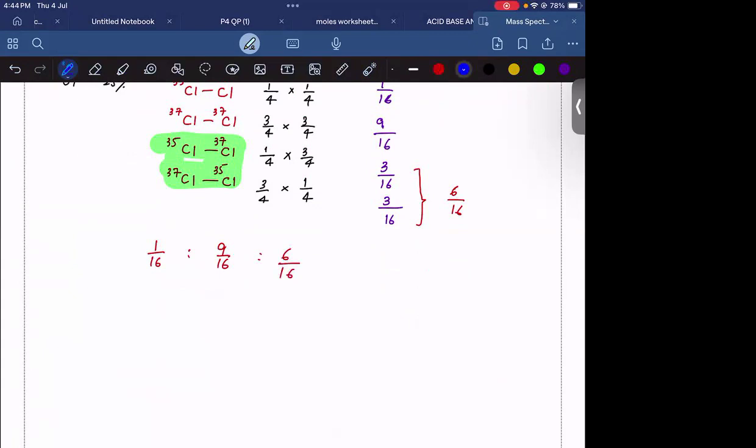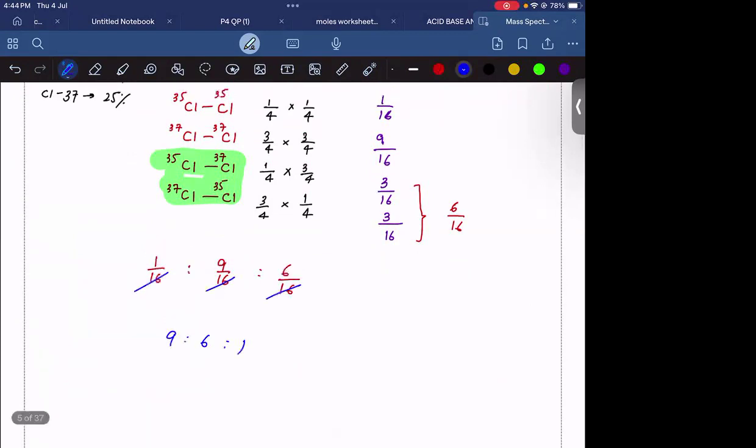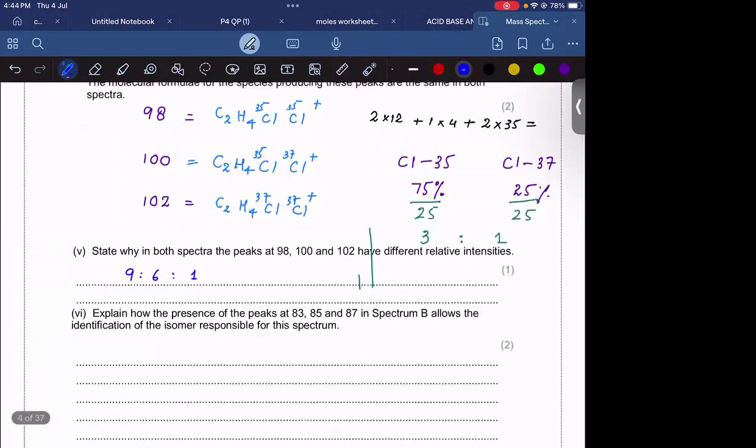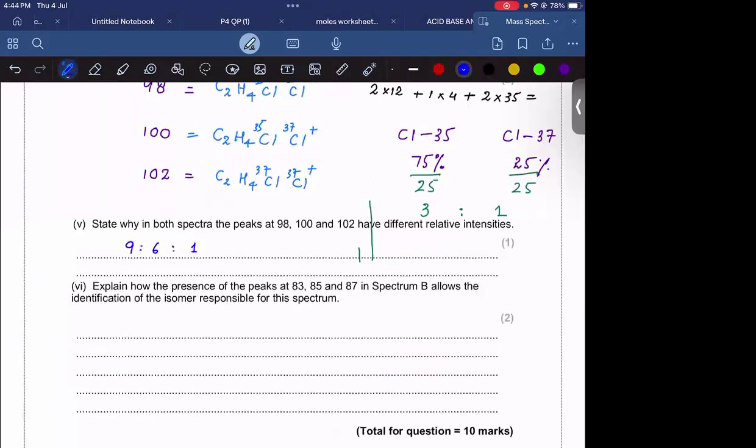Since the denominator is the same, I'm going to write down the simple ratio by cancelling. So I would be getting 9 is to 6 is to 1. So basically these are the peak ratios of the isotopes of chlorine, that is 35 and 37. So that's why I wrote over here, state why in both the spectra the peaks at 98, 100 and 102 differ: 9 is to 6 is to 1. Are you getting my point?